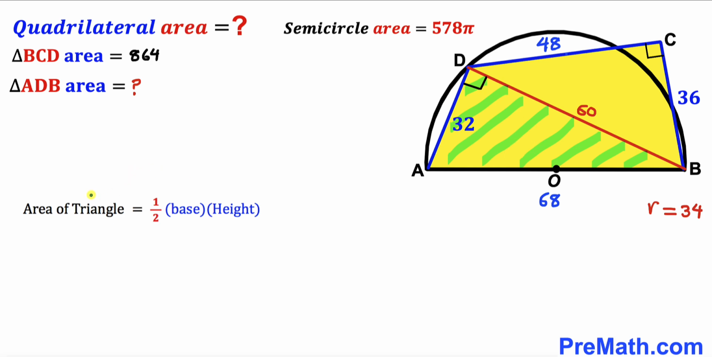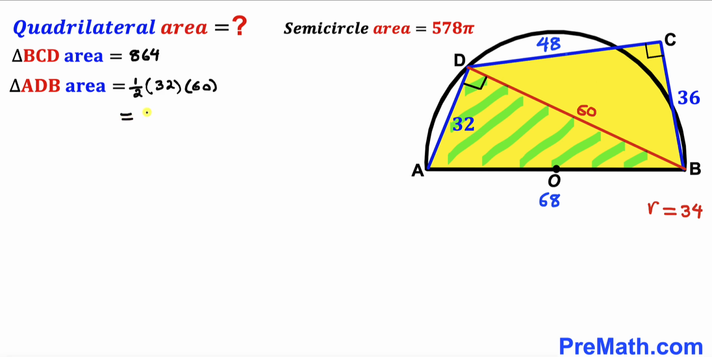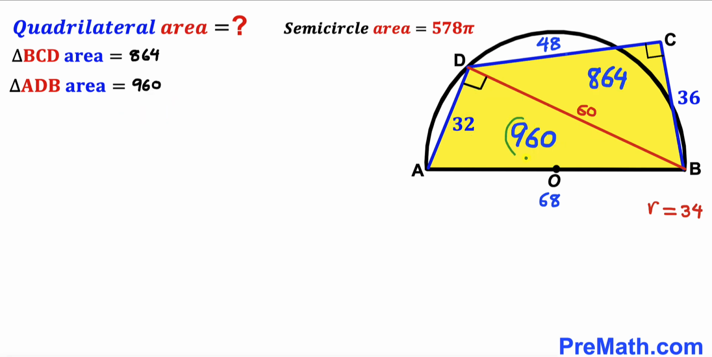Now we are going to calculate the area of this other triangle ADB. We are going to apply the very same area of a triangle formula. This time our base is 32 and the height of this triangle is 60. So let's fill in the blanks in this formula: 1 divided by 2 times 32 times 60. If we simplify, that is going to give us 960.